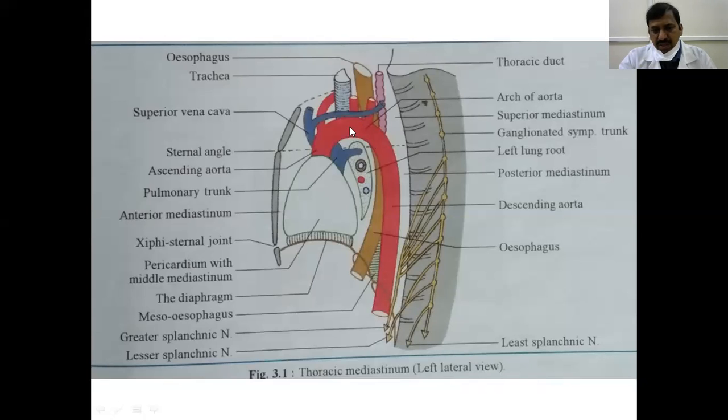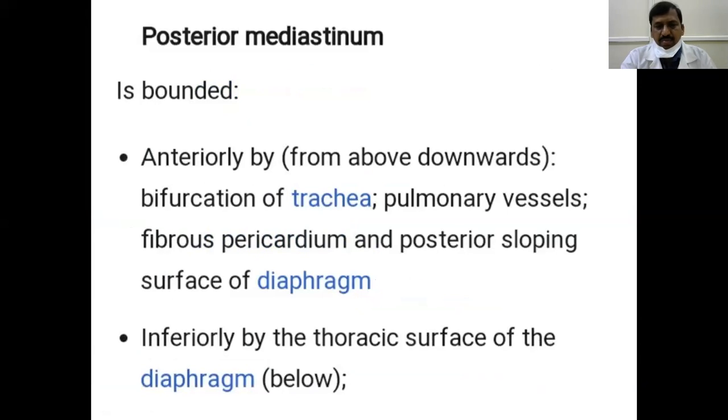That is why, first is the trachea, the bifurcation of the trachea at this level, then the pulmonary vessels, then the fibrous pericardium, then the posterior sloping surface of the diaphragm. These are all the structures that form the anterior boundary of the posterior mediastinum. Next, inferiorly, the boundary is the thoracic surface of the diaphragm.